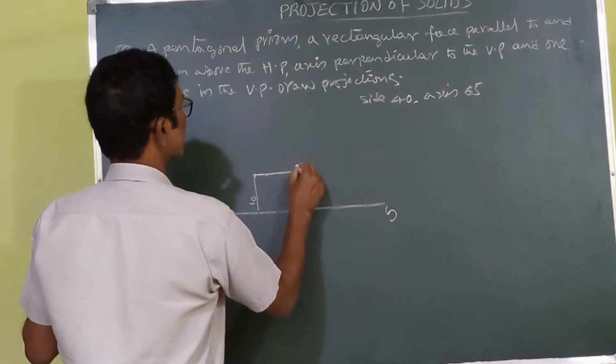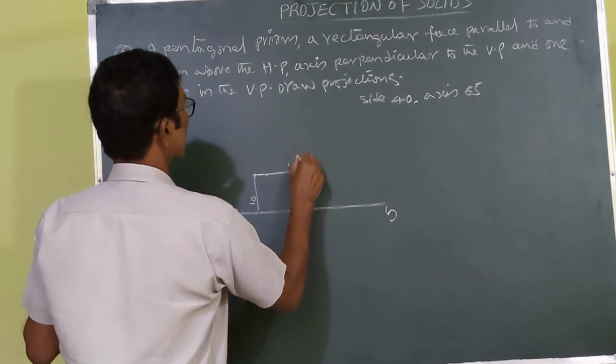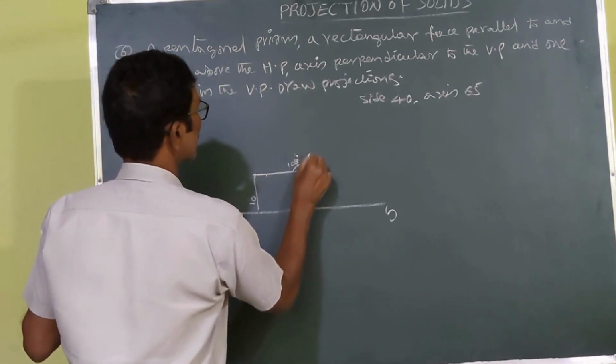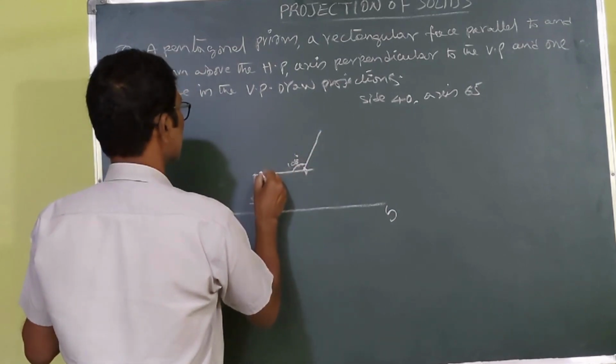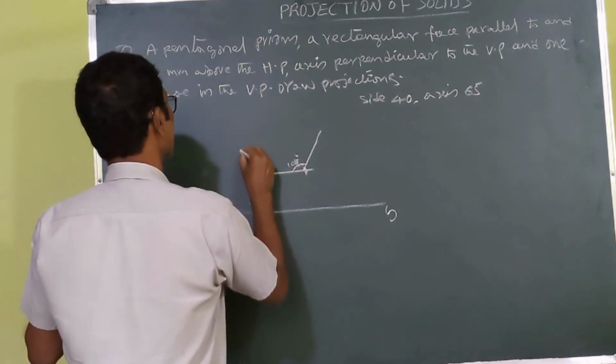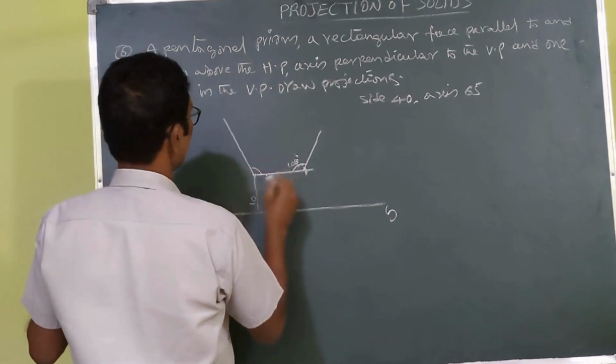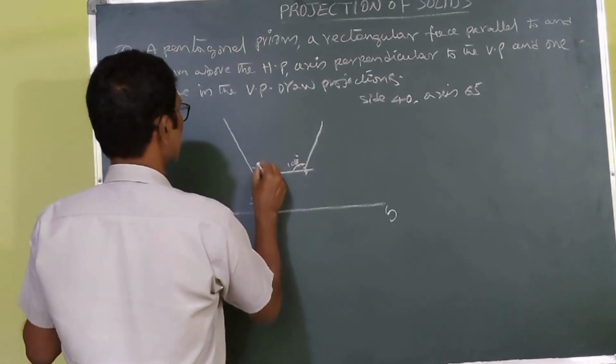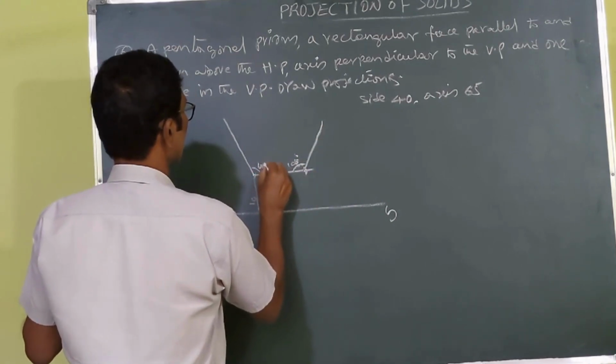This is the 108 degrees pentagon. You set up here 108 degrees. Through this you draw a line. Here also you set up 108 degrees. You draw a line. It is also 108 degrees.